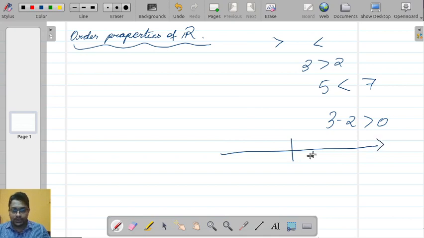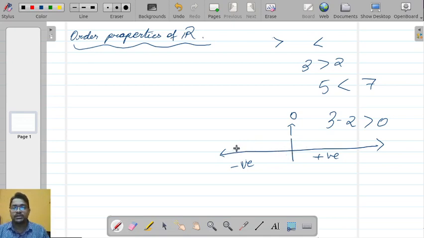One part is the set of positive real numbers, another part is the set of negative real numbers, and another part is the real number 0. Okay, 0 is neither positive nor negative. So this is basically the order property.